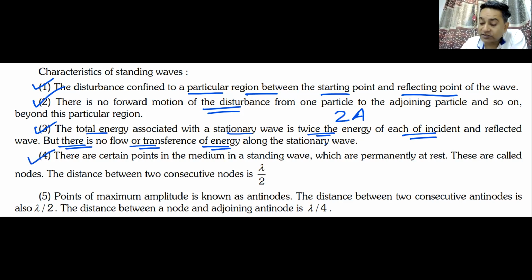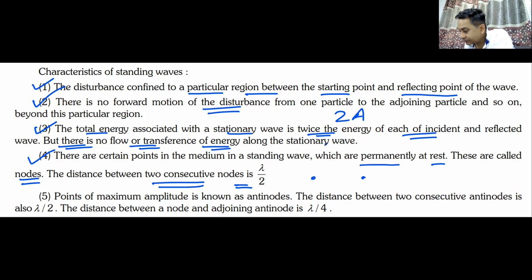There will be points which are permanently at rest. These points are nodes. Remember, between two consecutive nodes, the distance would be lambda by 2. Do we understand this? Yes or no? Similarly, we will have points of maximum amplitude. These are known as antinodes. Between two antinodes, the distance is lambda by 2. Between one node and the adjacent antinode, the distance will be lambda by 4. Please write these points very, very carefully. I'll give you time.